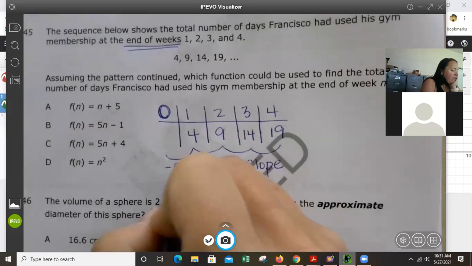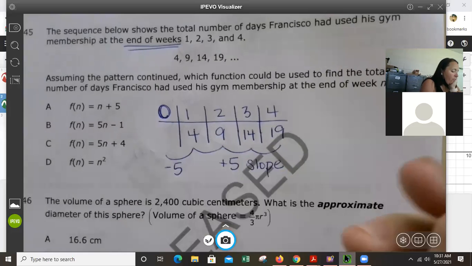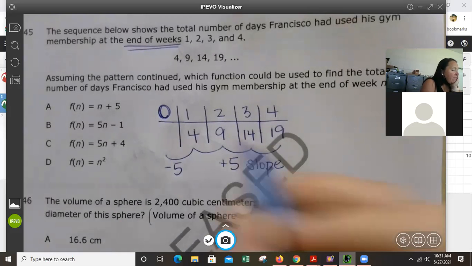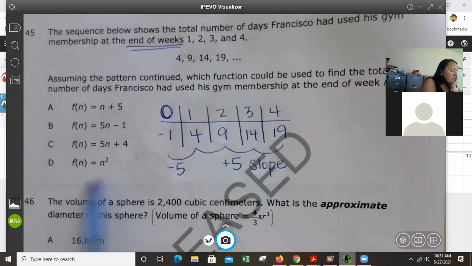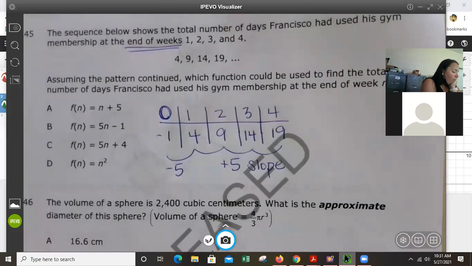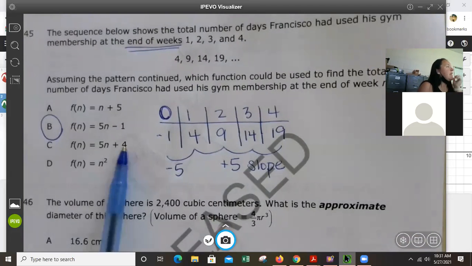What's 5, -5 plus 4? Or 4 minus 5? -1. So which one of these says we start at -1? So be careful on that. We don't start at 4. A lot of you will put C. Be careful about that. We got to get to the 0.